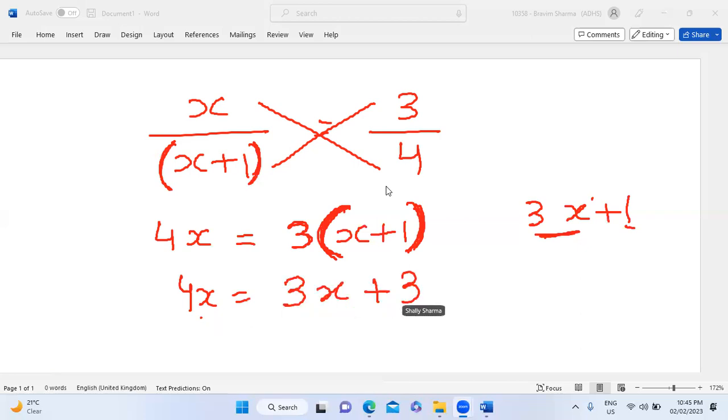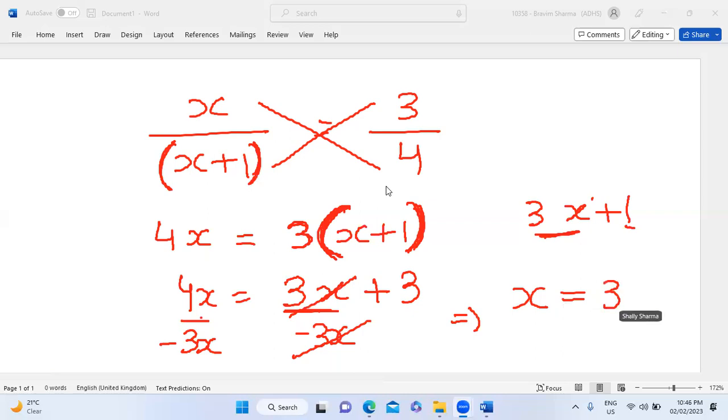And then we have the variable on both sides. We just learned how to solve such kind of questions. We have 3x and we have 4x. So 3x is smaller, so I will subtract 3x from both sides. By doing so, 4x minus 3x will be equal to x, and that is equal to 3. So this is my solution.